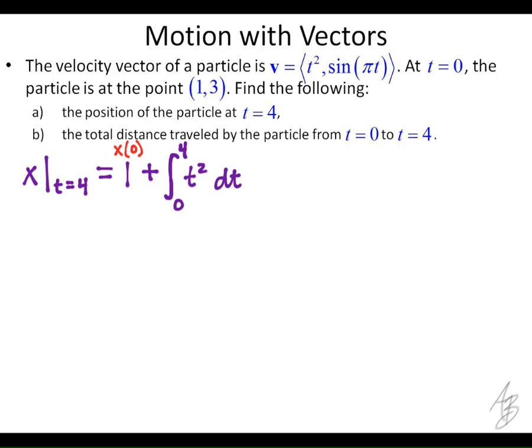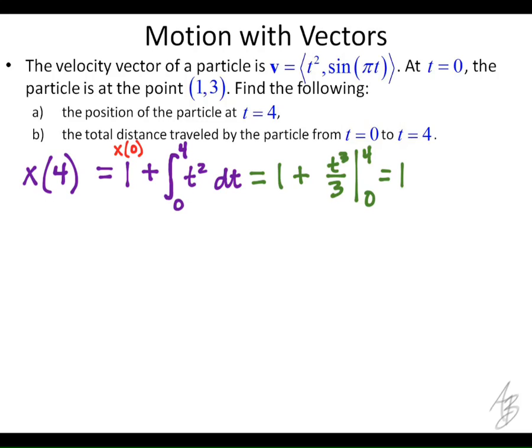In fact, I'm going to write this using the same notation here. So we'll say that x of 4 is equal to x of 0 plus the definite integral from 0 to 4 of t squared. And we can evaluate this by hand. You should know how to do that. What do we do to evaluate this definite integral? Take the antiderivative, which is t cubed over 3, and evaluate it from 0 to 4.